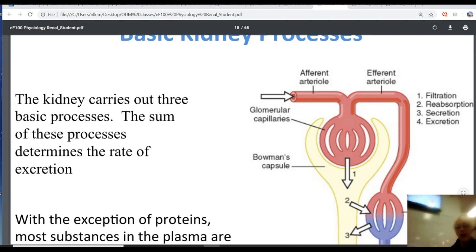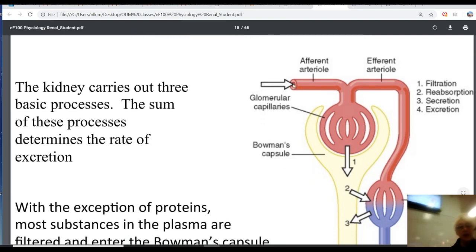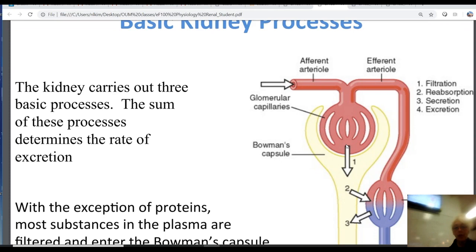So now what we're looking at here is the basic kidney process, and it's the sum of these three basic processes that determines the rate of excretion. Okay, so this is a little bit more structured for you to see. Here's your afferent, here's your efferent arteriole, coming in, going out. Here's your glomerulus. Here's the pressure gradient, right in here where the glomerulus and Bowman's capsule meet.